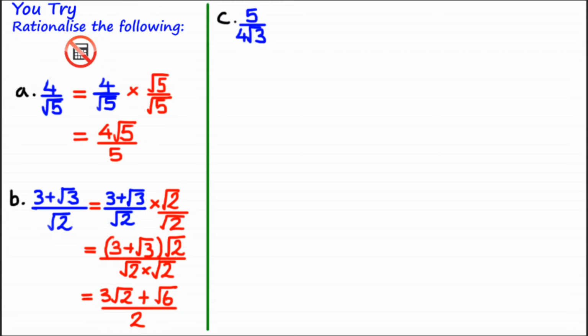5 over 4 root 3. Be interesting to see what you choose to rationalize this. Five over 4 root 3. Okay, so first in we've got Ella Greensmith coming in with 5 root 3 over 12. Same thing for Din. Same thing for Natalie. Anyone else? It looks like the usual.